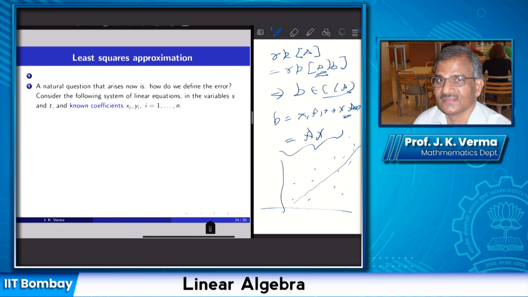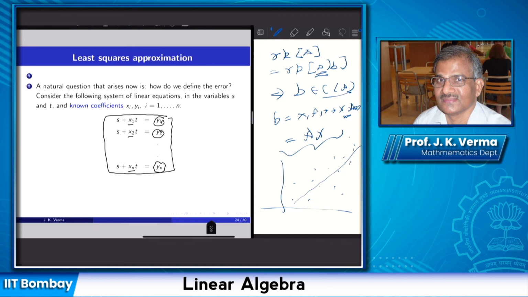Consider the following system of linear equations in variables s and t, and the known data points (xi, yi). Look at these equations. If my straight line exactly fits all the data points, all these equations will be satisfied, and then I am satisfied, and this is the line. But it may not be the case when I substitute the input measurement xi. I may not get the output.